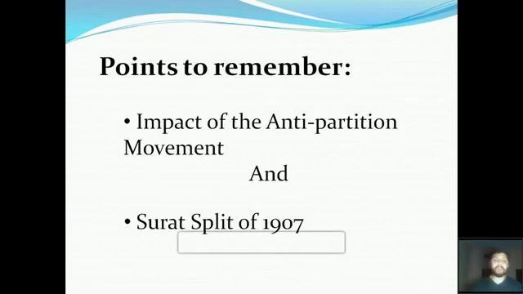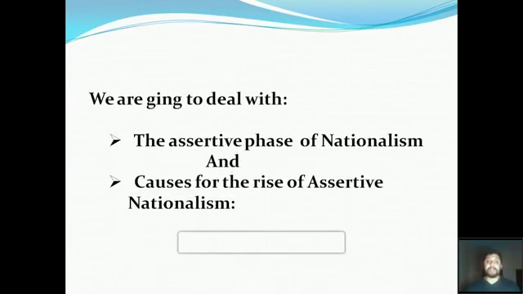The main points which we are going to deal with today are the assertive phase of nationalism, or assertive nationalism, and the second point, the causes for the rise of assertive nationalism. So these are the two different points which we are going to discuss today.